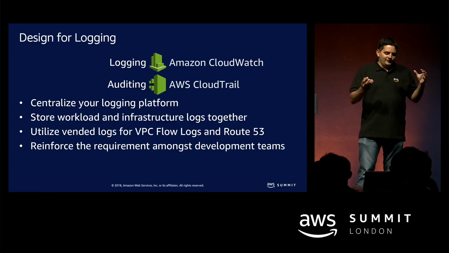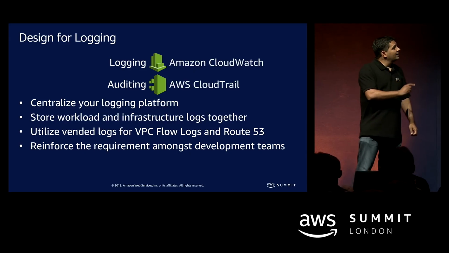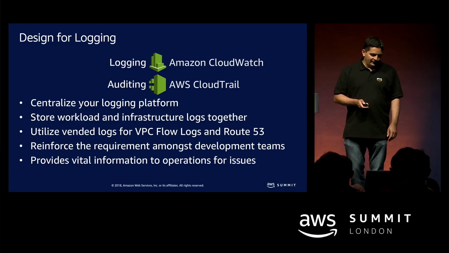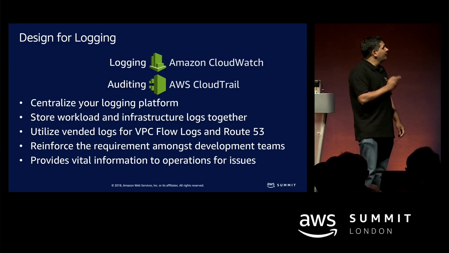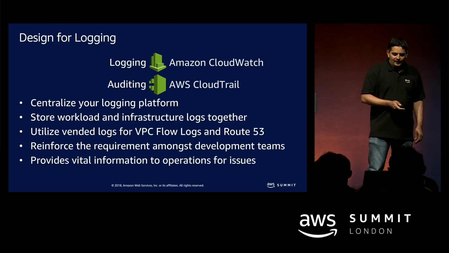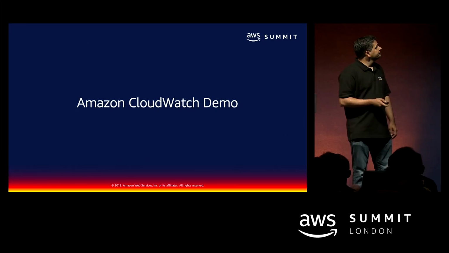If you can find a way to get key logging information from your application straight into something like Amazon CloudWatch, so you've got all your logs in one place, it makes it much easier. And this provides vital information for operations and for the development teams to look at the root cause for issues.